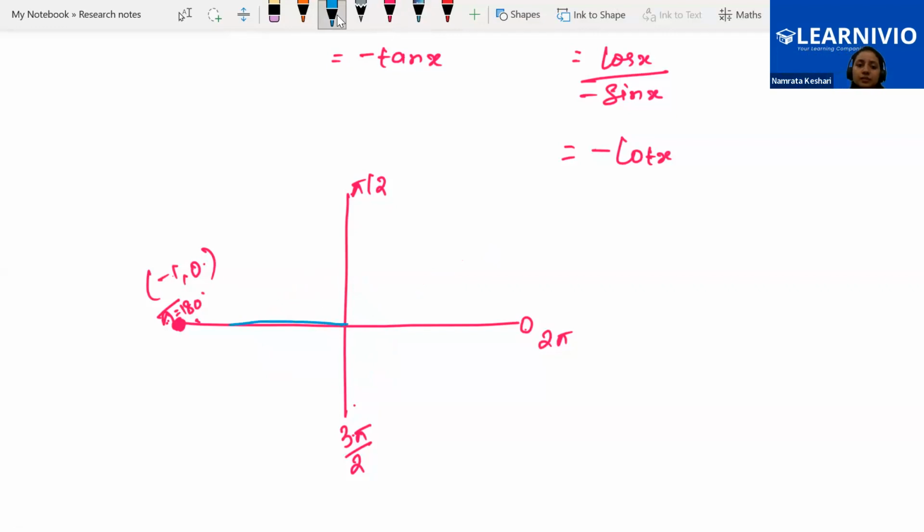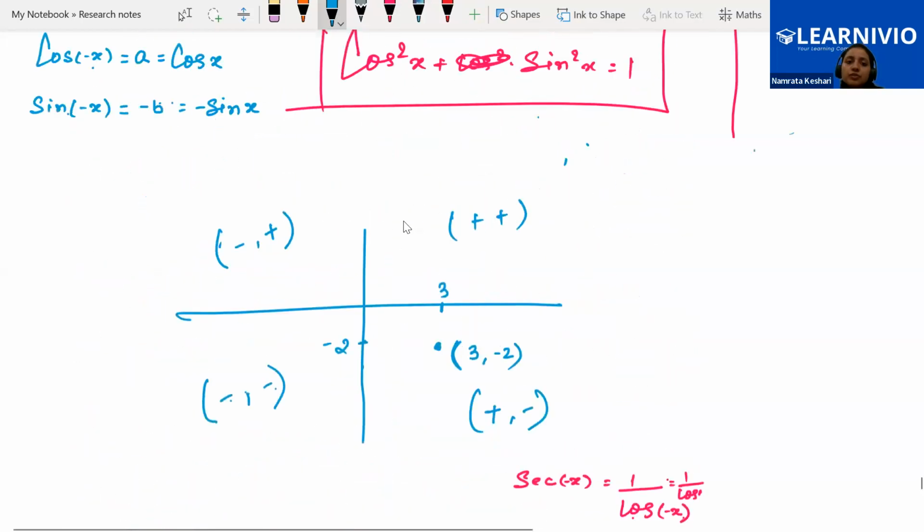OP is like this. From here it started and took one complete revolution. That's why I am saying now cos pi will be what and sin pi will be what. So Alina said that cos pi will be 0. Is it so?